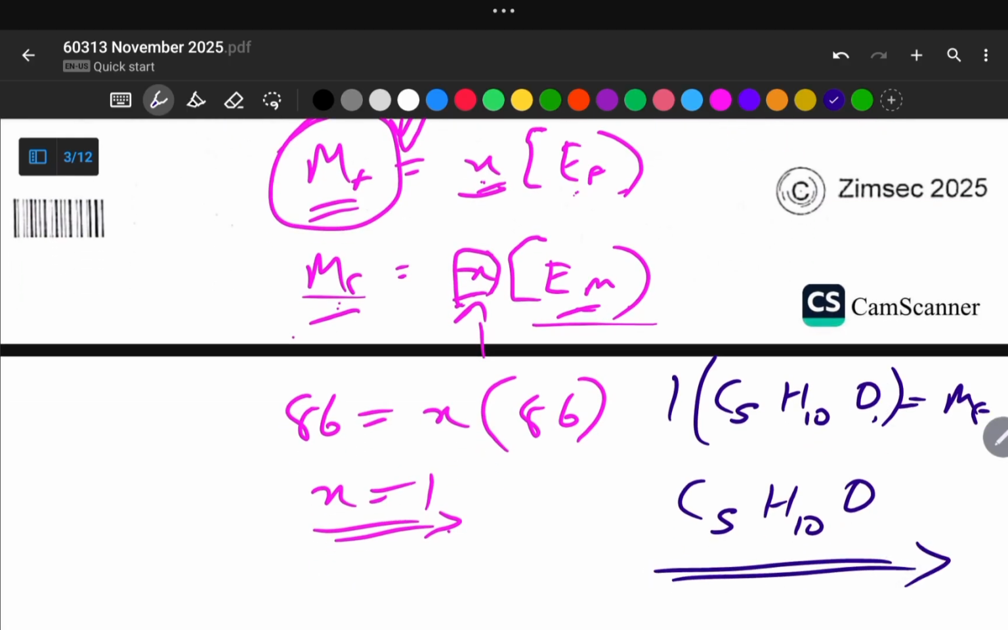So you should be able to define these terms. Empirical formula: the simplest whole number ratio. It is not just a ratio, it is the simplest whole number ratio. And then molecular formula: it shows all the atoms present in a compound.